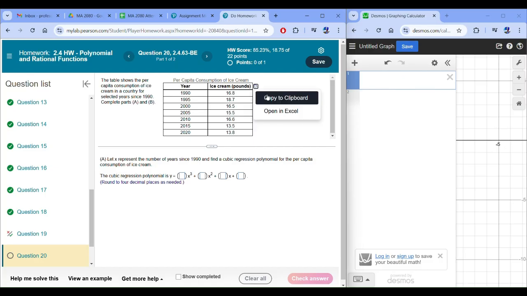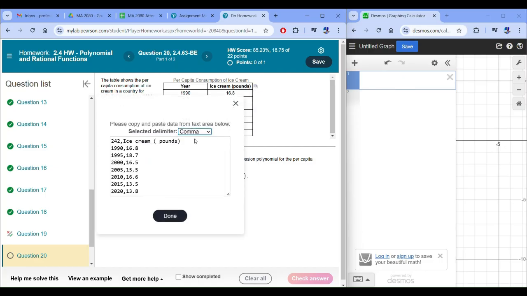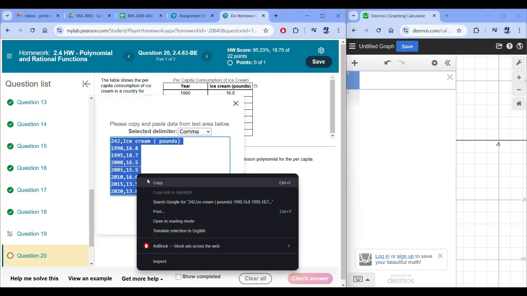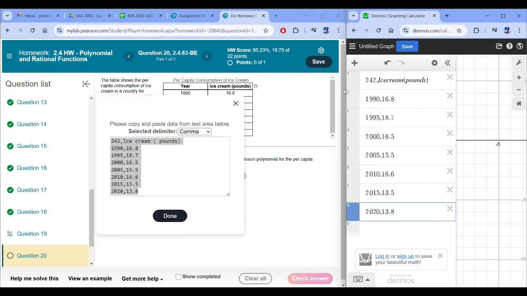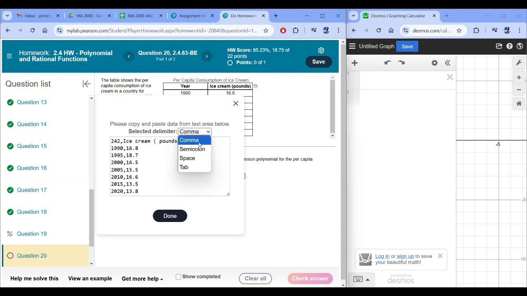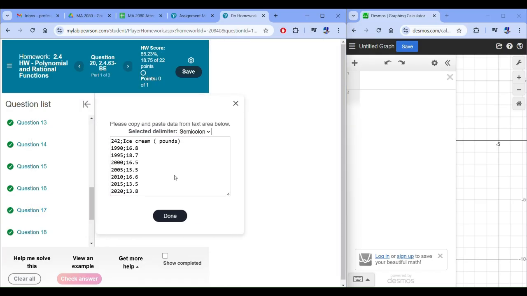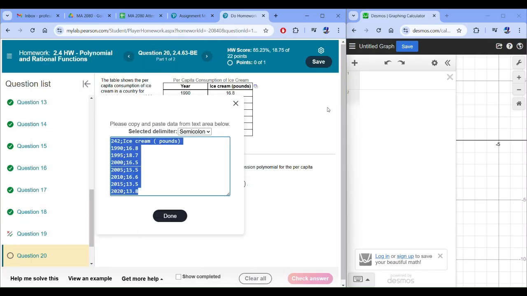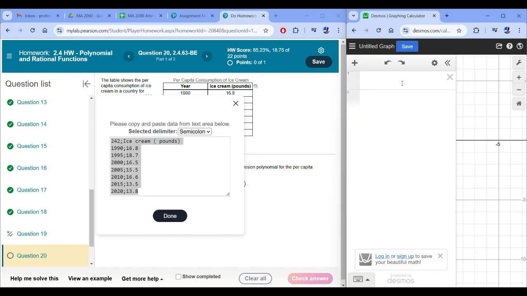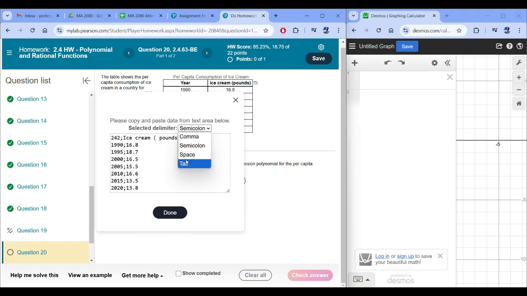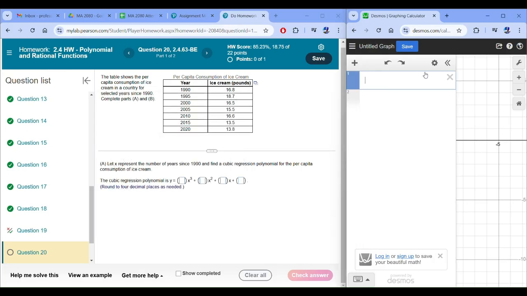I need to get this table. Copy to clipboard, comma. It didn't take it again. Not that. Copy. Nope. Setting. That's not how I did it. How did I do it? Add table.